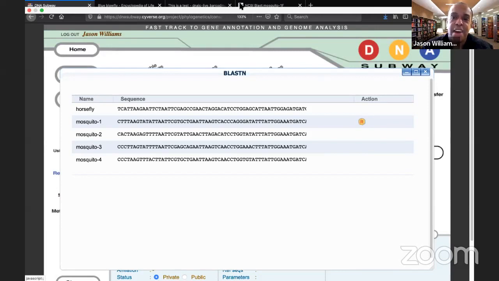The question from the chat is, what does the R mean? The R means that it's running, and it will continue to run. In fact, I can close DNA Subway and it'll continue. So we'll save that for next time because I want to keep it to an hour. I'm looking to see if we have any last questions from the chat. I don't at the moment.